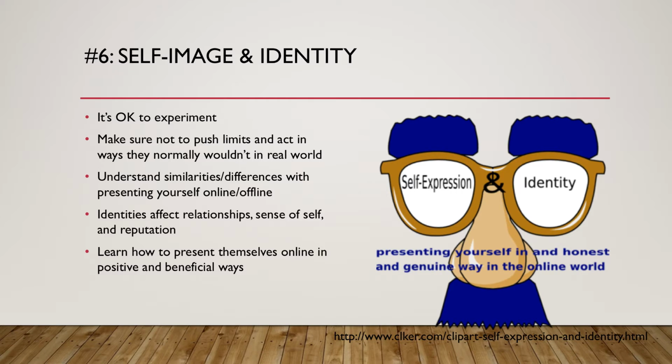sometimes a way to be anonymous, sometimes they'll push limits and act in ways they normally wouldn't act in the real world. So it's really important for them to understand the similarities and differences in how they present themselves online and offline, as well as reflect on how the internet allows for anonymity and deception, and explore how this can affect their own online behavior. And then finally, consider the motivations and benefits or possible harm to oneself and others when assuming an online identity that's different from one's real self.